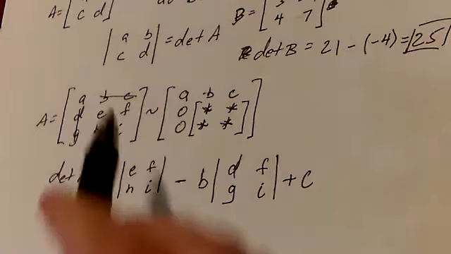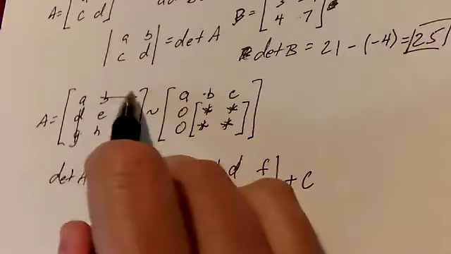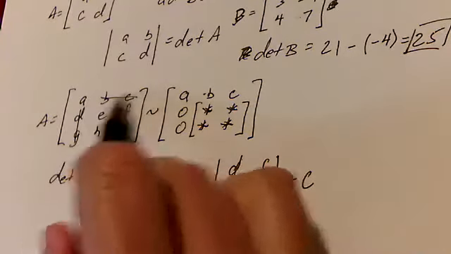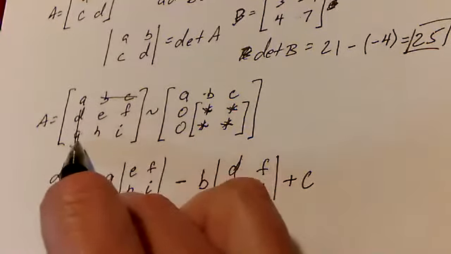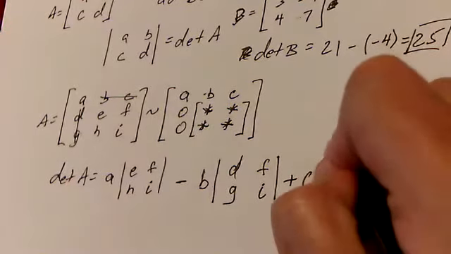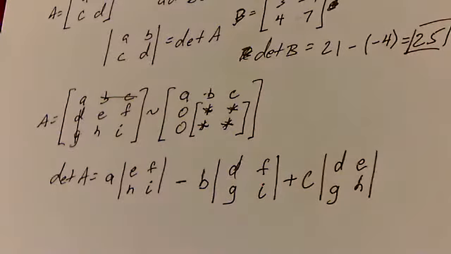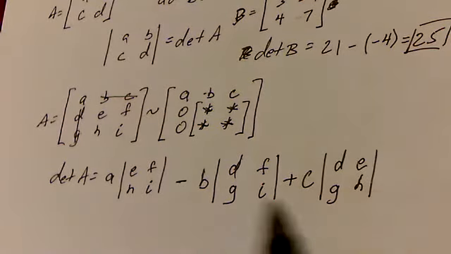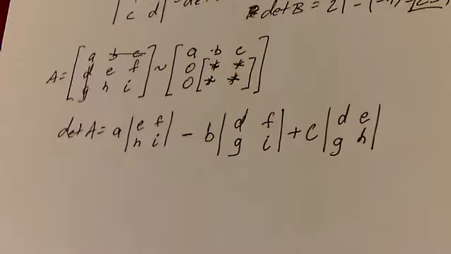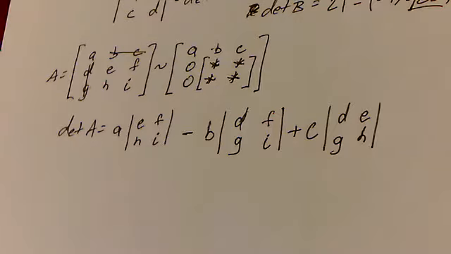And so then my last one here, I'm going to have C. And again, I'm going to ignore the column and row that C is in. And that's going to leave me with D, E, G, H. Okay, and now I have 3 2x2 matrices that I can easily take the determinants of. So I've got a nice, relatively easy setup that I can deal with here.